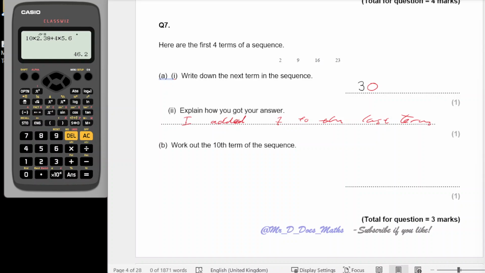Work out the 10th term of this sequence. So I could carry on adding 7 until I got to 10 times. Or alternatively, I could say that the nth term is going to be 7n because of the difference of 7. And then what do I need to do to 7 to get to 2? That would be minus 5. So that's the nth term. So the 10th term would be equal to 7 times 10 minus 5, which would be 70 minus 5, which would be 65.